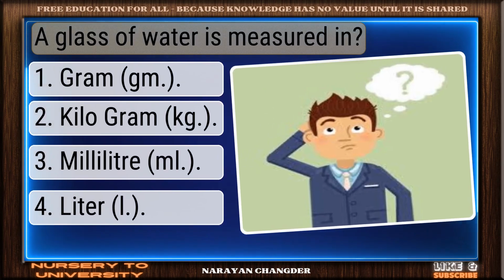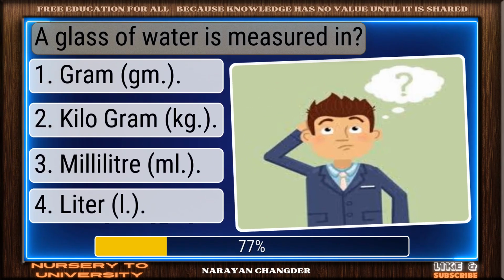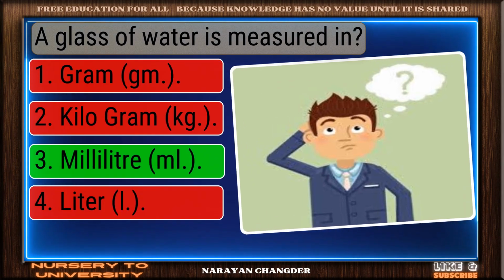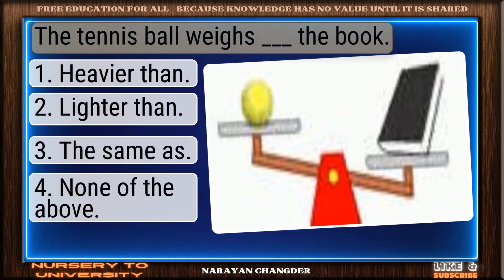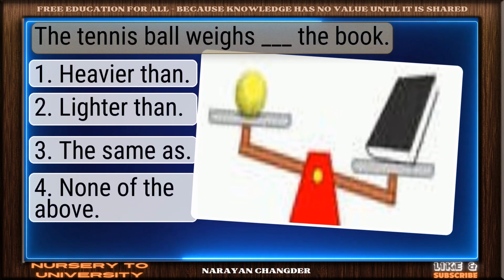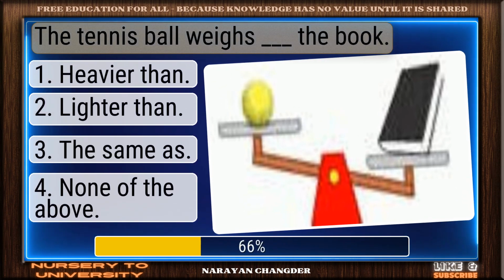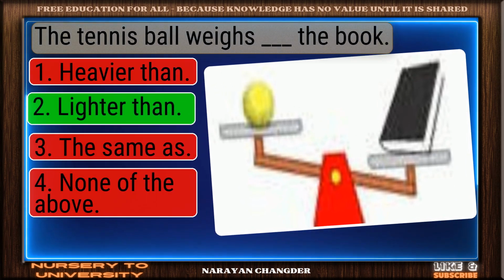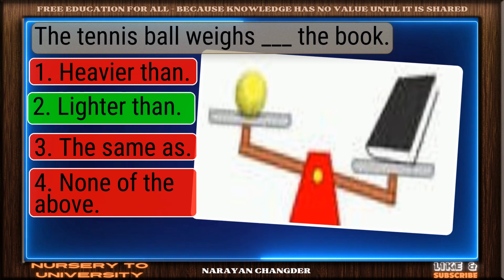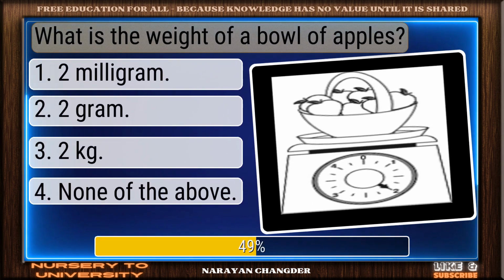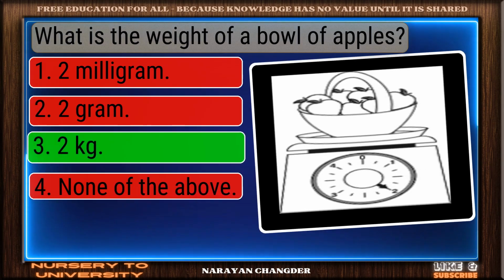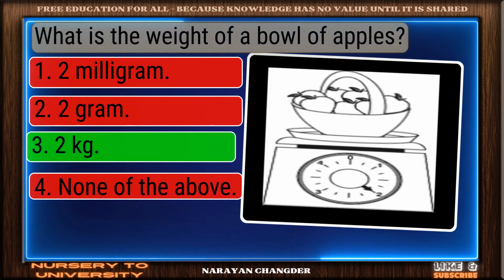A glass of water is measured in. Nice work. You chose milliliter and it is correct. The tennis ball weighs dash the book. Smart pick. Lighter than is the correct choice. What is the weight of a bowl of apples? Perfect. 2 kgs is the correct choice.